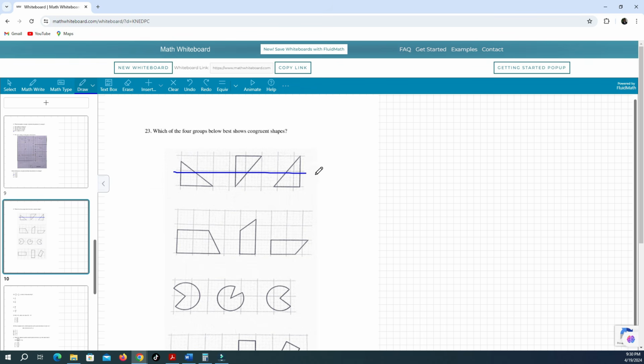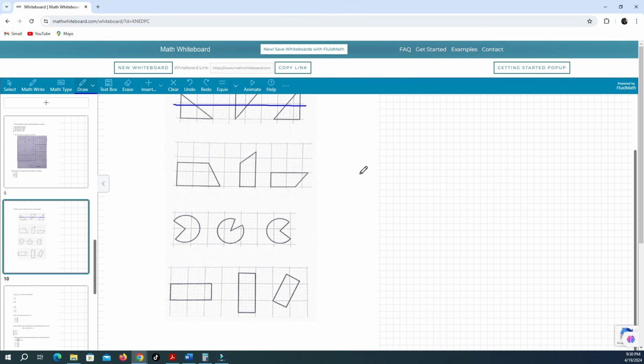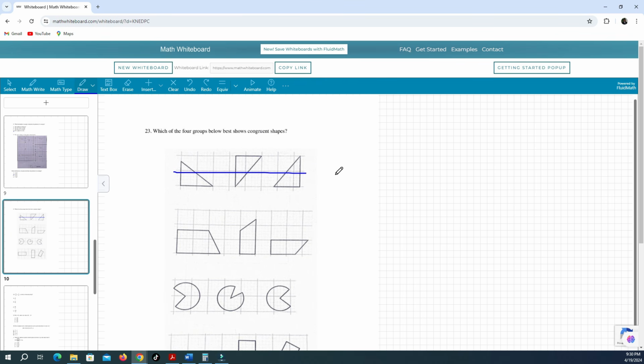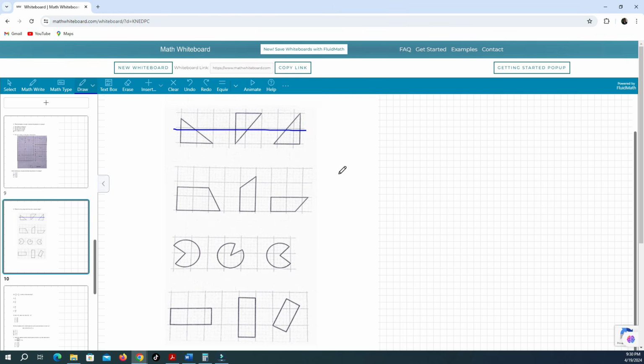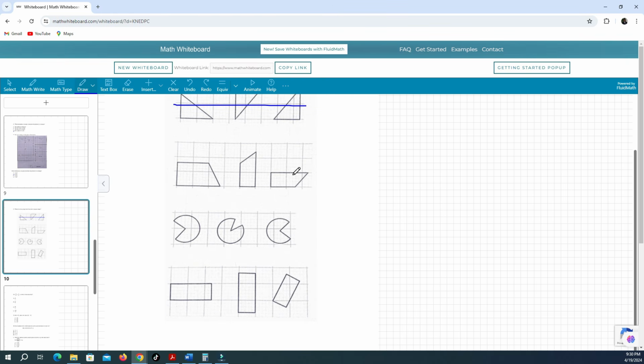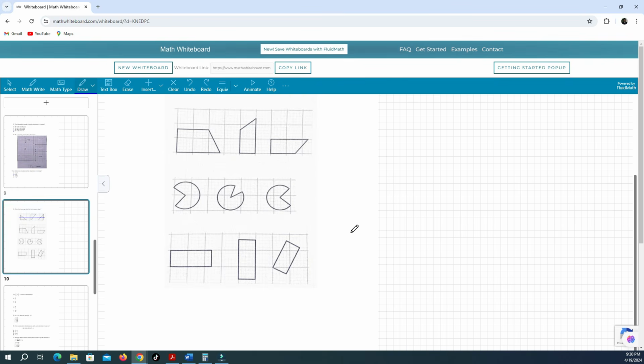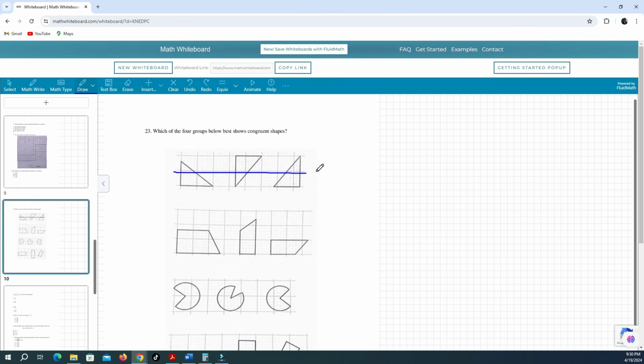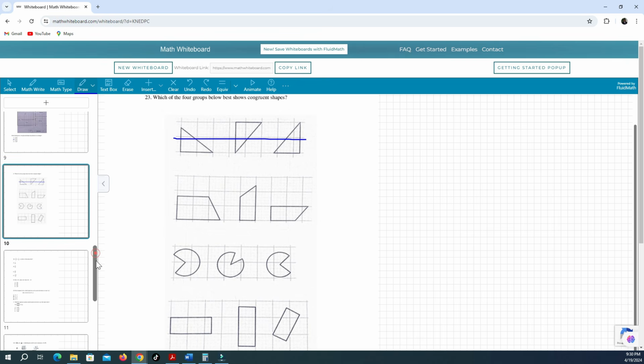23. Right. So 23, which of the four groups below best shows congruent shapes? And I selected these because congruent means the same. They all look the same size, same everything. So the others, this looks a little bit like they're close, but if you pay close attention, you see that there's some, like this Pac-Man looking mouth is wider than some. So I choose this one for 23. Right, let's move forward.